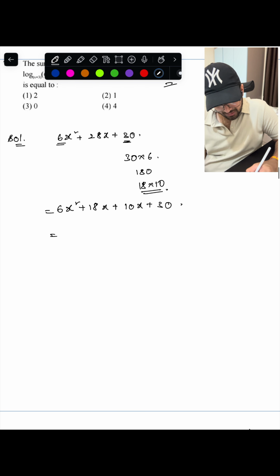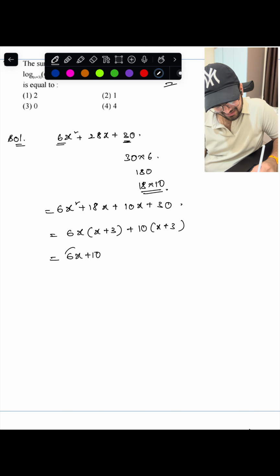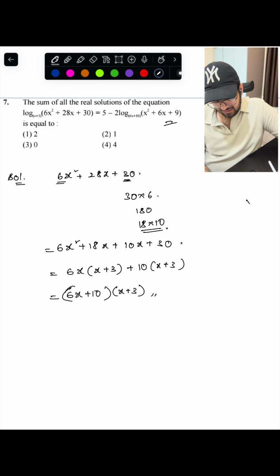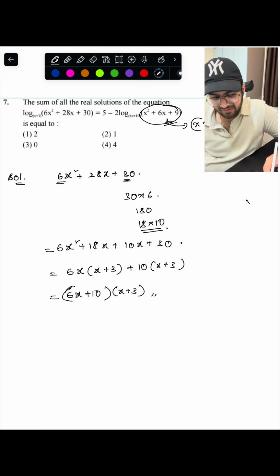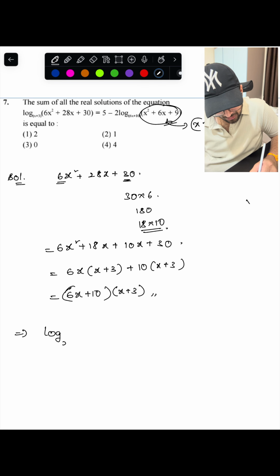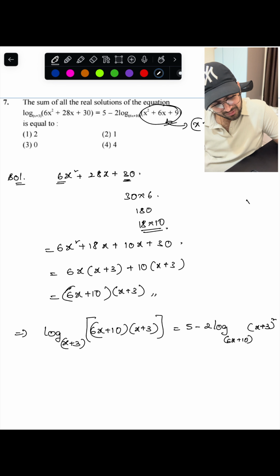So if you factorize it, 6x into x plus 3 plus 10 into x plus 3. So what we are getting, 6x plus 10 and x plus 3. So we can write it as this one. And here also, it is clearly x plus 3 whole square, by just looking at it we can see. So if you substitute, log to the base x plus 3 of 6x plus 10 into x plus 3 equals 5 minus 2 log of 6x plus 10 times x plus 3 whole square.